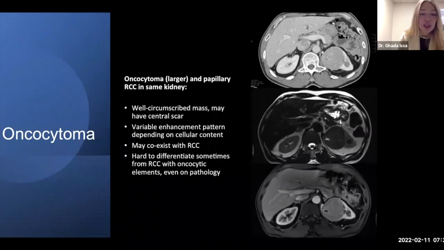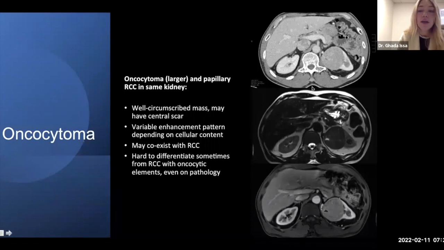Oncocytoma, as we mentioned, is one of the very common benign tumors that are actually found in nephrectomy specimens that we're going to mention in a little bit. This is a nice example of two tumors in the left kidney. The larger one ended up being an oncocytoma, and then you see there is a smaller tumor here that ended up being papillary RCC, both of which were biopsied.